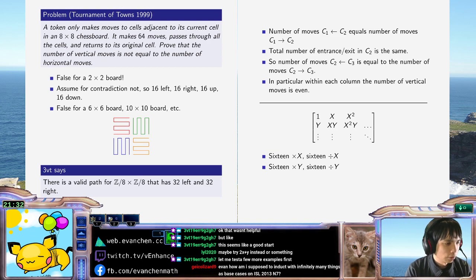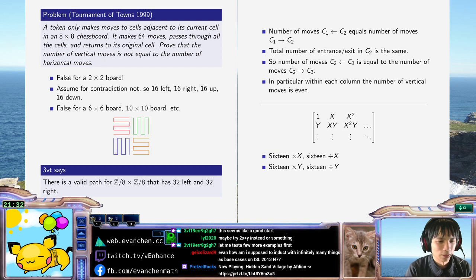How do you induct with infinitely many things as base cases? I mean, the base cases are trivially true, that's the point of it being a base case. So the base cases are true. It just so happens that all but finitely many of them are base cases.